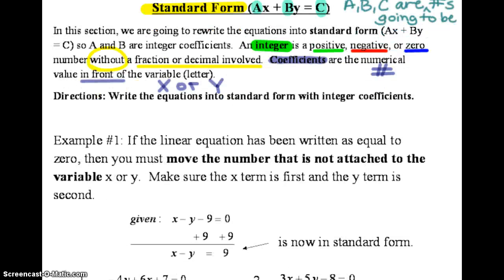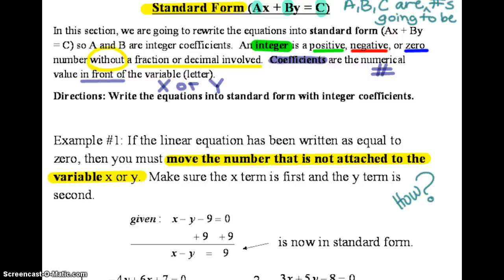So example 1 that I'm sharing with you says if the linear equation has been written as equal to 0, then you must move the number that's not attached to the variable x or y. Make sure the x term is first and the y term is second, of course. So you're given x minus y minus 9 equals 0. Well, there's an x, there's a y, but how do I get that negative 9 to move? It doesn't have a variable.